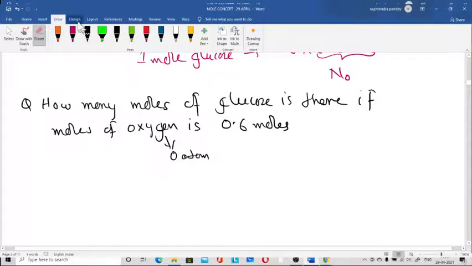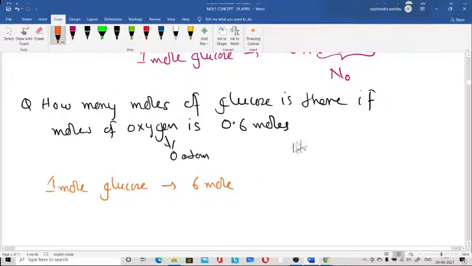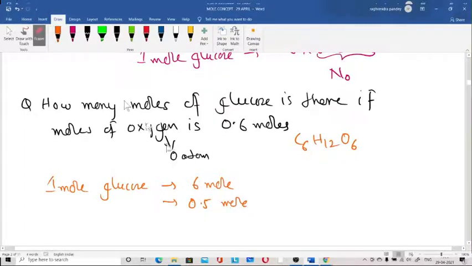Now 1 mole glucose contains how many oxygen atoms? 6 moles of oxygen atoms. Glucose is C6H12O6. So 0.6 mole oxygen atom, so how much will it be? X is your 0.1 mole glucose. Got it? Everybody is getting it? Okay.